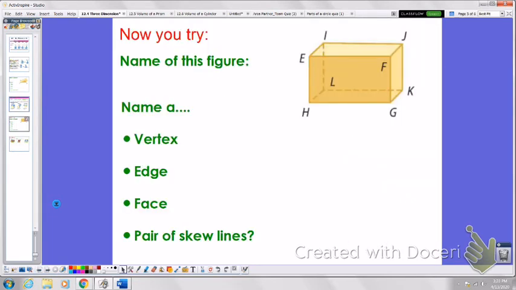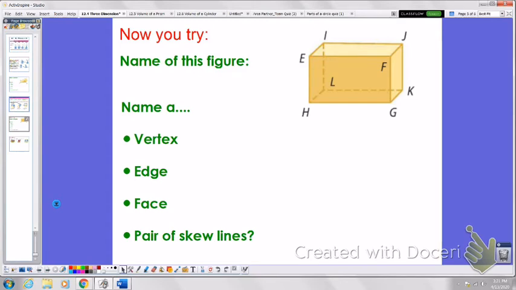Alright guys, this lesson had a lot of different information in it, so I want you to go ahead and try some of the things. So go ahead and pause the video here, take a look at this polygon here, and try to name all these different pieces. Alright, so go ahead and pause if you haven't already.